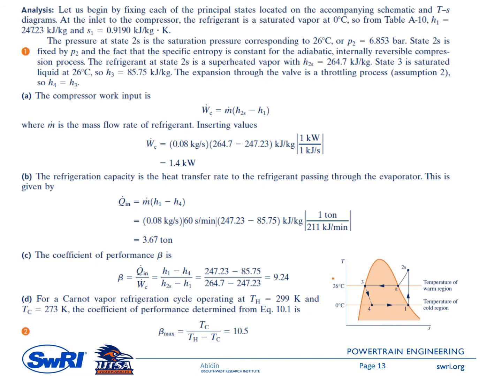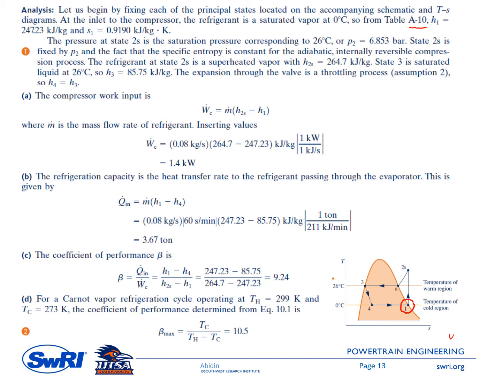And then the first step, for sure, we need to fix the properties at each point. From the TS diagram shown at the bottom here, point number 1 is saturated vapor, and the working fluid is R134A, I believe. So you need to open your table, go to the R134A table, which is table A10, and look at the temperature table.